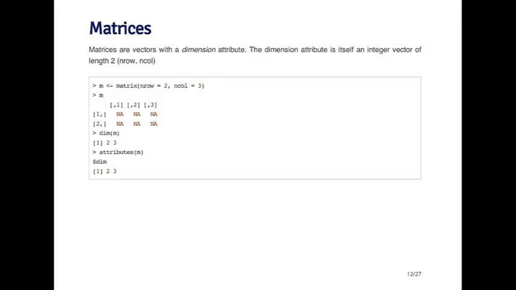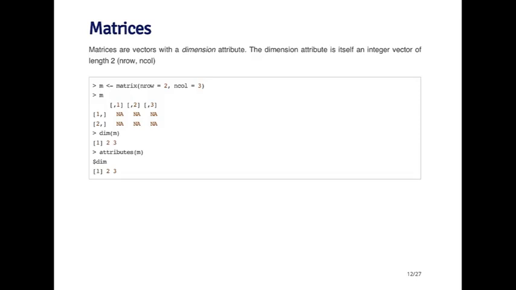I can create an empty matrix with the matrix function, and I can explicitly say how many rows and how many columns there are. This is not the only way to create a matrix, but it's one way. When I auto-print the matrix by typing the object M and hitting enter, you'll see that the matrix is initialized with NA values, so there's no values in here. And you can see that there's 2 rows and 3 columns, and they're labeled by the numbers in the brackets.